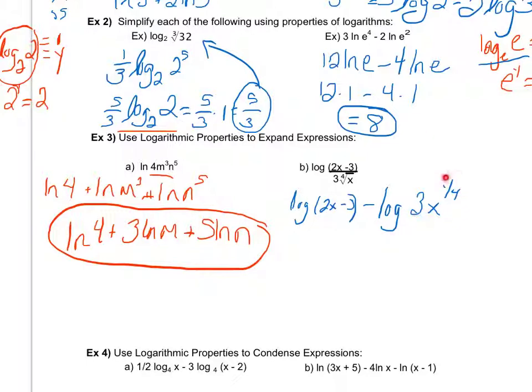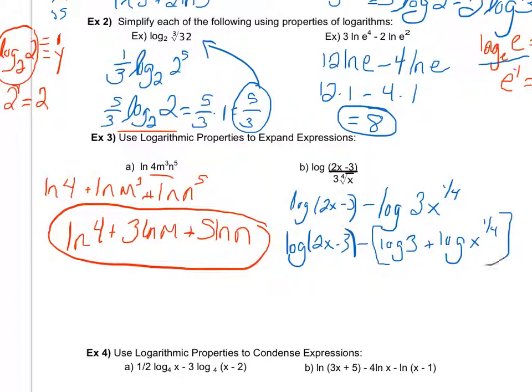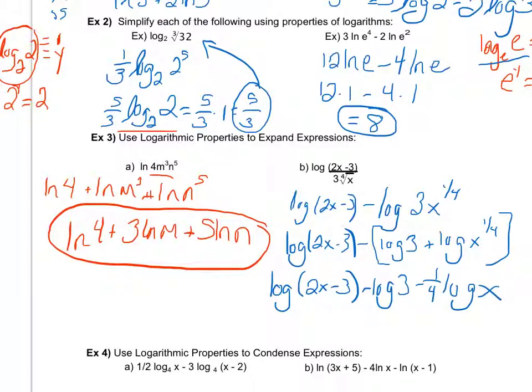The next thing I notice is I have a product here. So again, looking at my list of properties, I see I can break a product up into addition. But I have to acknowledge the fact that I was subtracting this entire quantity. So when I rewrite it as addition, I still have to show I'm subtracting the entire quantity by using parentheses. So I'm going to subtract parenthesis or bracket, whichever you prefer to use, log 3 plus log x to the 1/4. From here, I'm going to bring my 1/4 out to the front. I'm also going to distribute my minus sign, so I'm doing 2 steps in one here, giving me log of 2x minus 3 minus log of 3 minus 1/4 log of x. And that is all I can do.